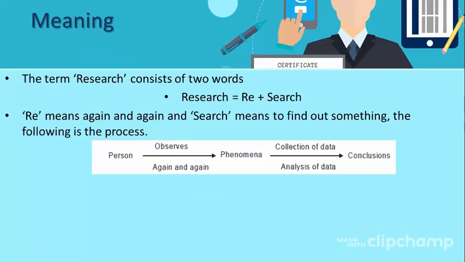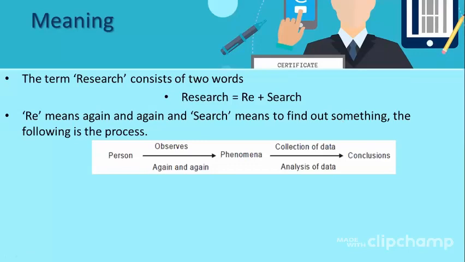And we all know the meaning of search: when we try to find out something, that is called search. And the following is the process of research. When you try to find out something, we are not trying to find something which is not there. If the police want to search for criminals, we are not trying to find any criminals. What is this something that we are trying to search? This something is knowledge.